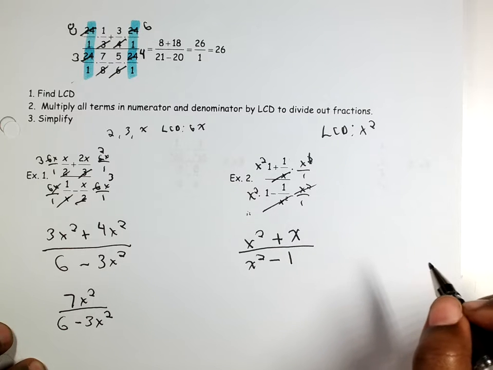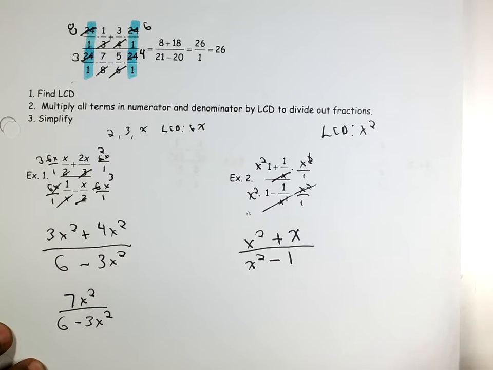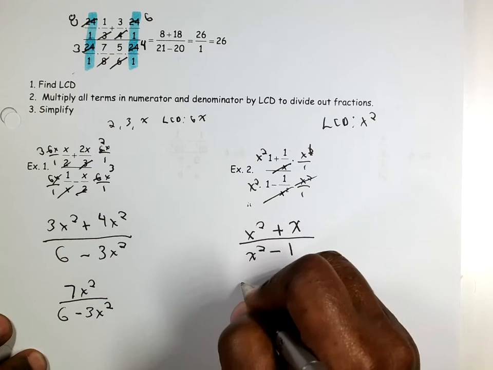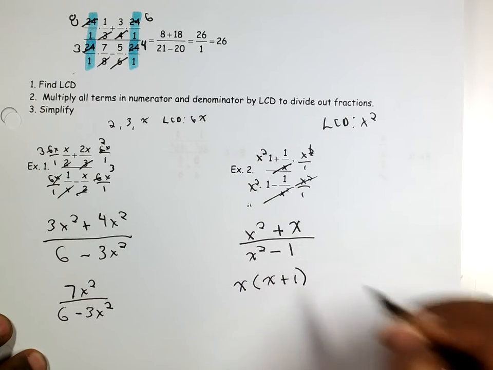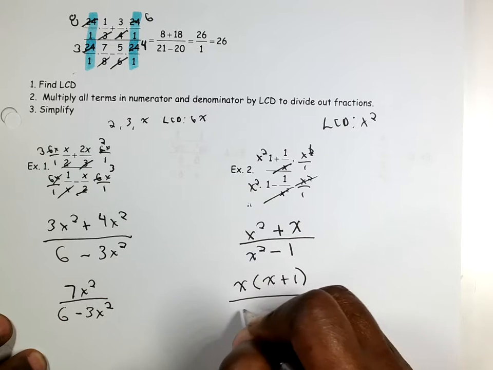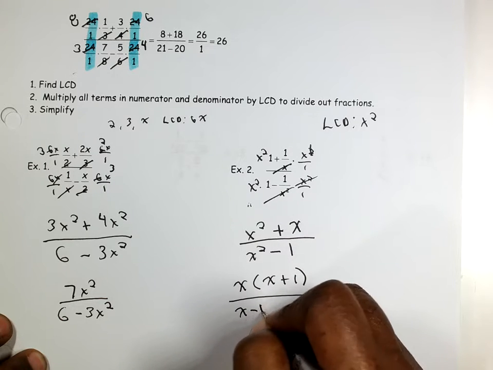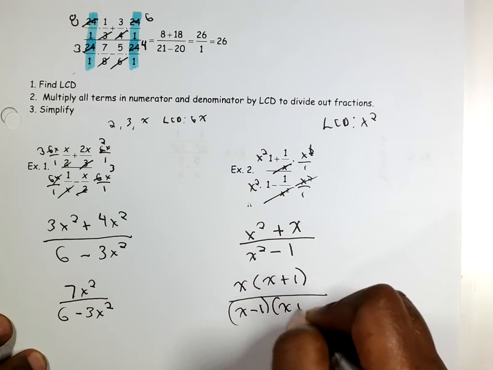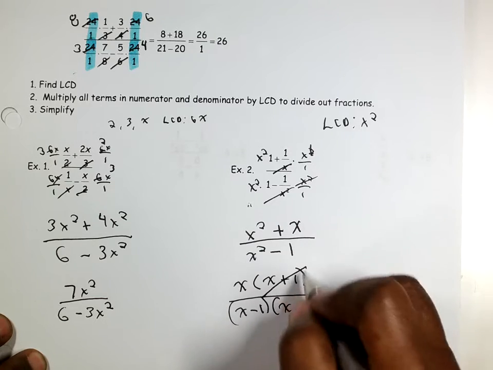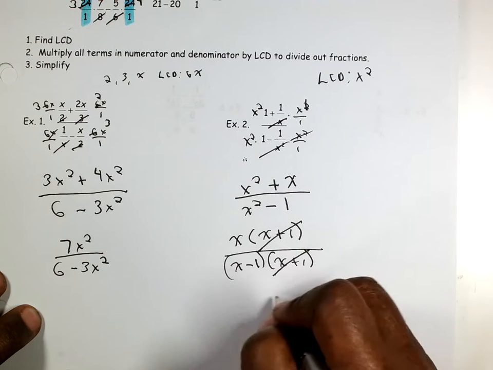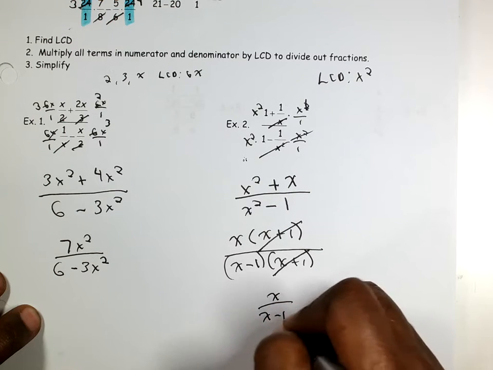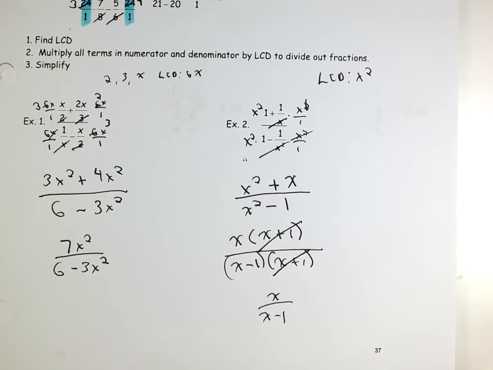This one can be factored, so I think I'm going to be able to simplify it. So I'm going to factor the numerator. I can take the GCF, the greatest common factor of x out. The bottom is the difference of two squares, so that's x minus 1 times x plus 1. So those match, so that simplifies to a 1. And my final answer is just x over x minus 1.